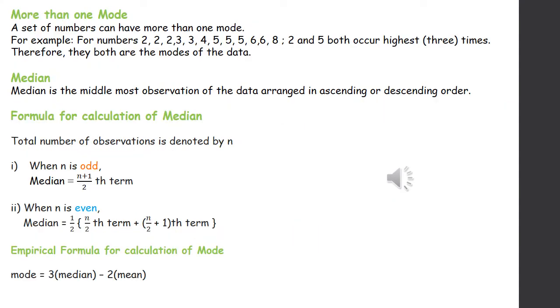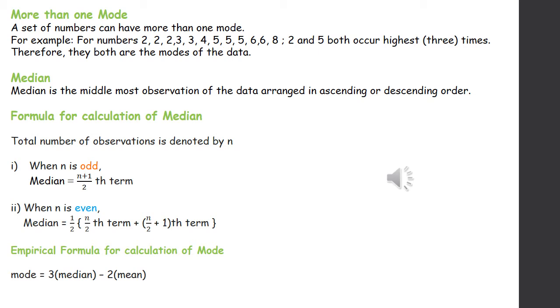More than one mode. A set of numbers can have more than one mode. In the given example, we can see that 2 and 5 both are occurring 3 times. That means highest number of times. So both are the mode of the data. Now we'll be learning how to find median.